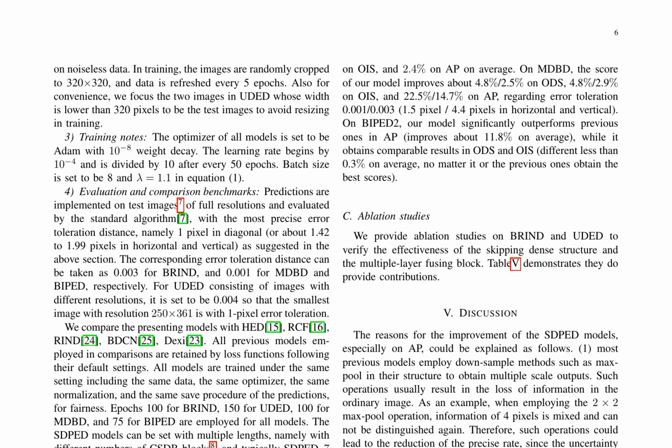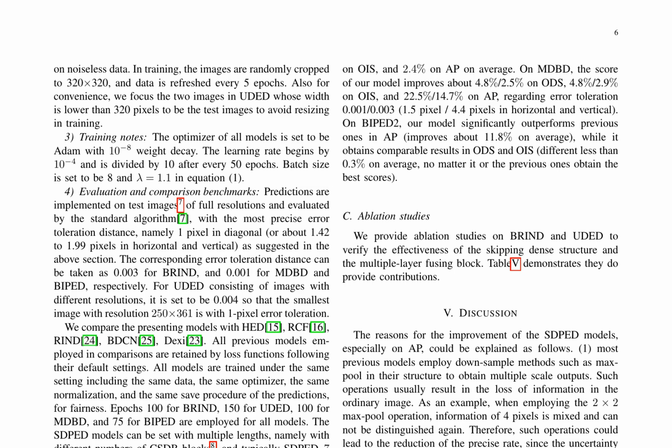This model is compared to existing models, including HED, RCF, RIND, BDCN, and DexiNed, across various datasets, such as BRIND, UDED, MDBD, and BIPED. The results demonstrate that SDPED outperforms its predecessors in terms of optimal dataset scale, ODS, optimal image scale, OIS, and average precision, AP, scores.